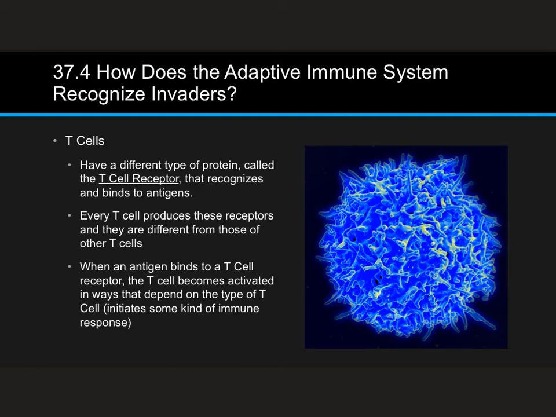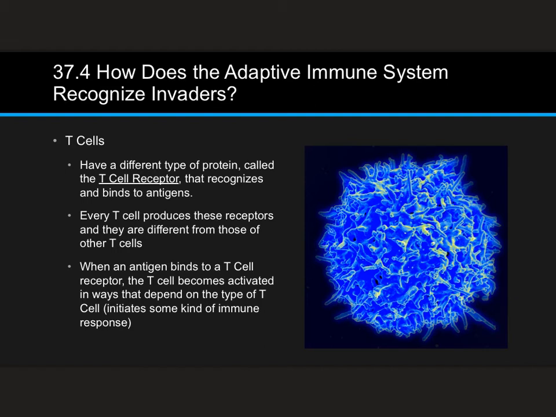What about T cells and T cell receptors? So there's a different type of protein called T cell receptors that recognizes and binds to antigens. This is, by the way, a picture of a T cell over here. Every T cell produces these receptors, and they're different from those of other T cells. So just like how the B cells produce antibodies, T cells produce T cell receptors.